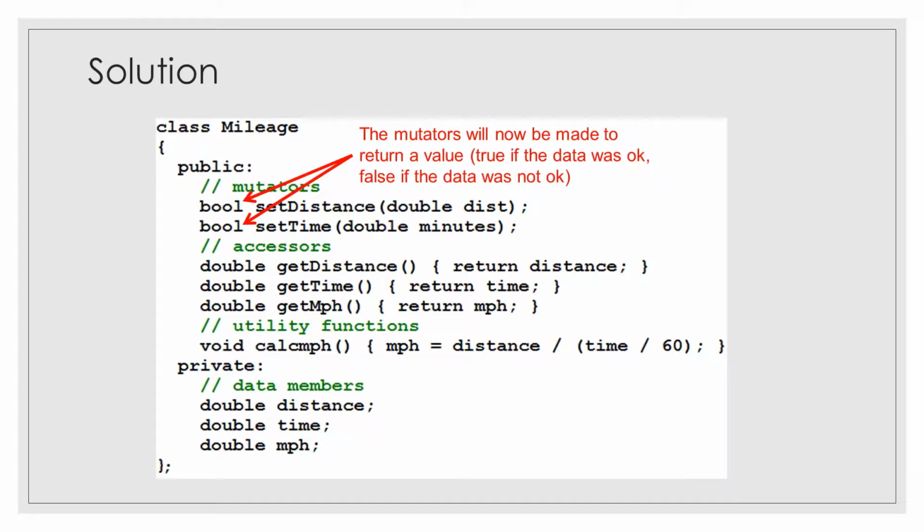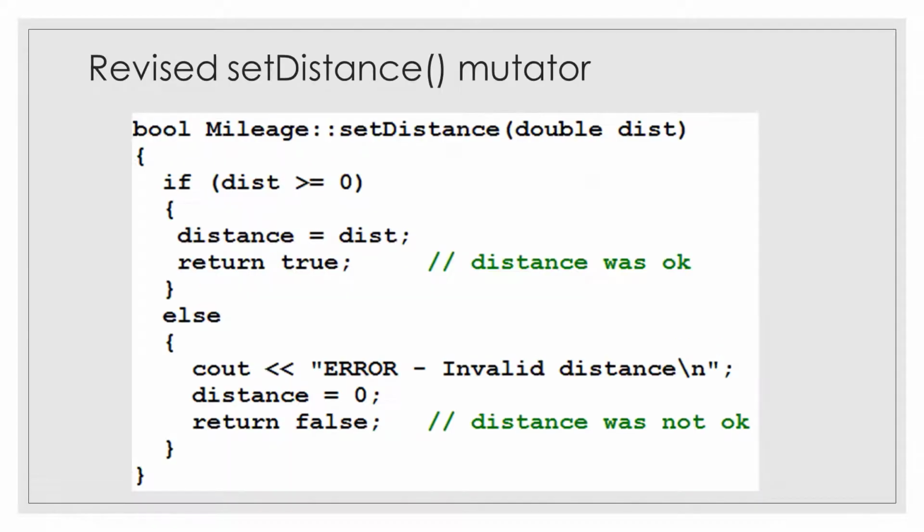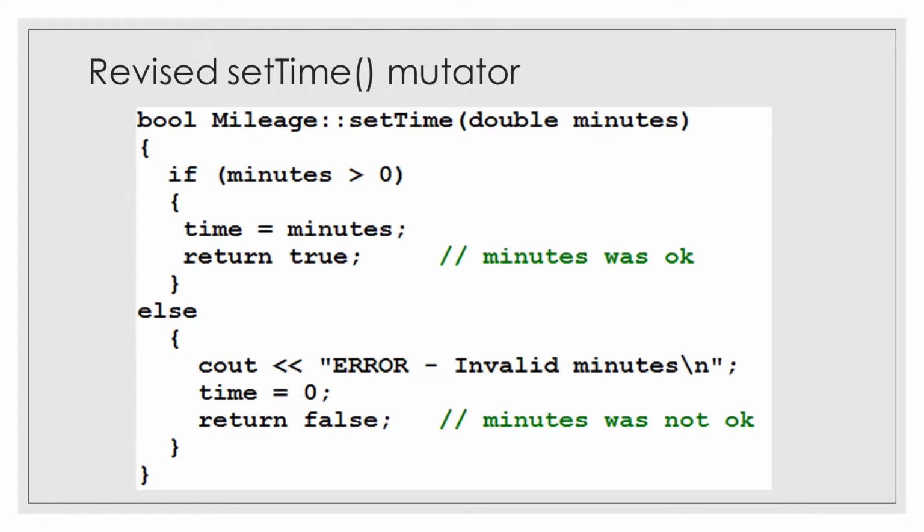Back to the mutators. Instead of void, let's change their return type to Boolean, and they can tell us, true or false, whether the data was any good. So if the distance is greater than or equal to 0, we plug it in and return true. Otherwise, we print an error message and return false. Set distance and set time are both now member functions that return a Boolean value once they've done their job.